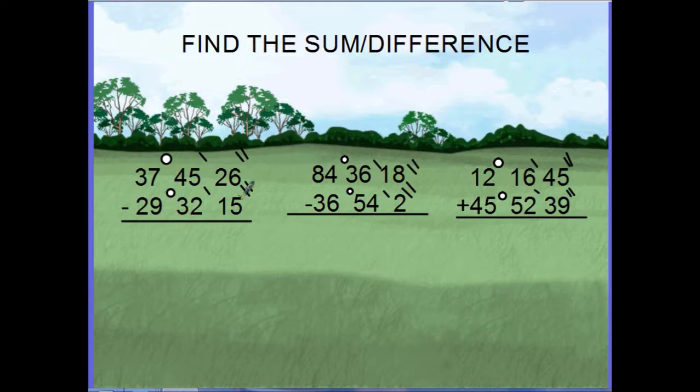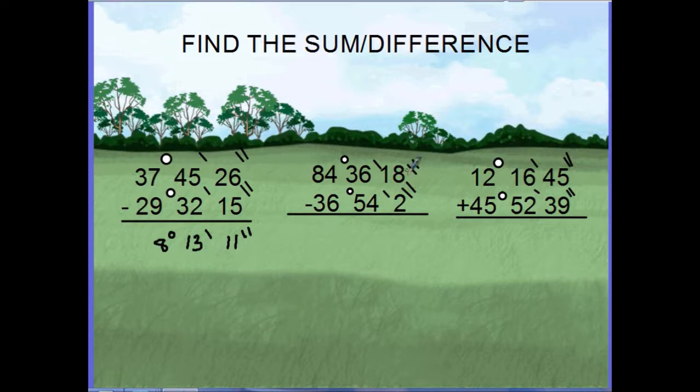So here we go. 26 minus 15 gives me 11 seconds. 45 minus 32 is going to give me 13 minutes. And 37 minus 29 gives me 8 degrees. 8 degrees, 13 minutes, 11 seconds. Now, for our next one, we're going to do the same thing.